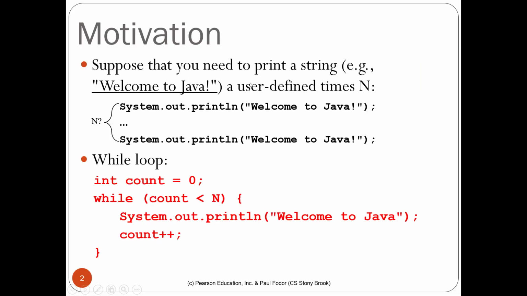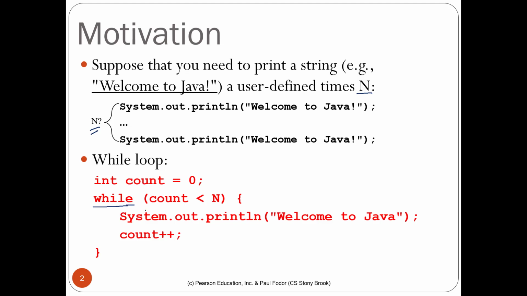Now suppose you need to print a string welcome to Java, which depends on the user input, which is capital N. Okay, so let me use pen. It depends on the user input N. If N is equal to 20, you should print it 20 times. So on the basis of N, you will have that many system.out.println statements. Now, if you make use of a loop the way I did, and initially we will learn about the while loop, then see the life is so simple and so beautiful.